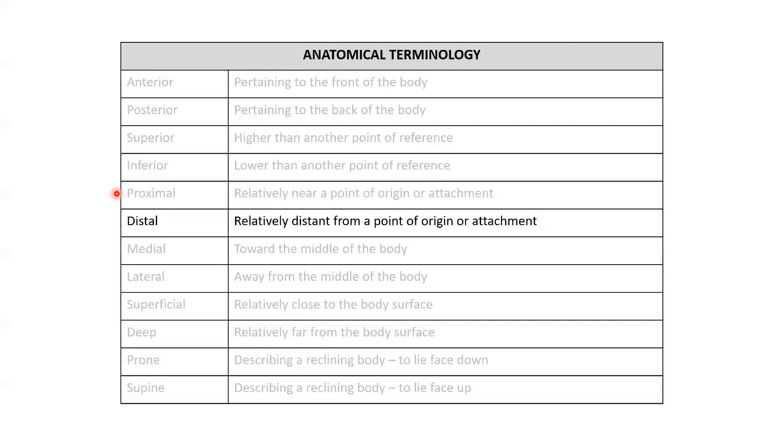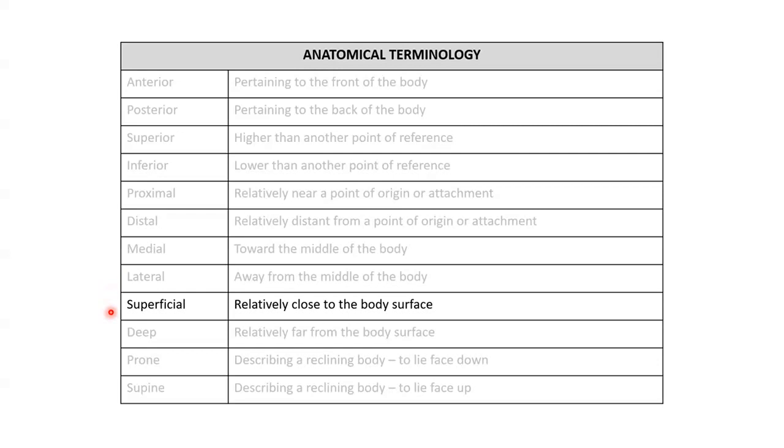Our distal then is the opposite to proximal, so it's relatively distant or further away from a point of origin or attachment. So if we take that same example, our hand is more distal than our elbow to our shoulder. Medial just means the midline of the body or the middle of your body. So for example, your nose sits medially on your face. Lateral is the opposite to medial. So lateral is away from the middle of the body or to the side. So your ears are lateral to your nose.